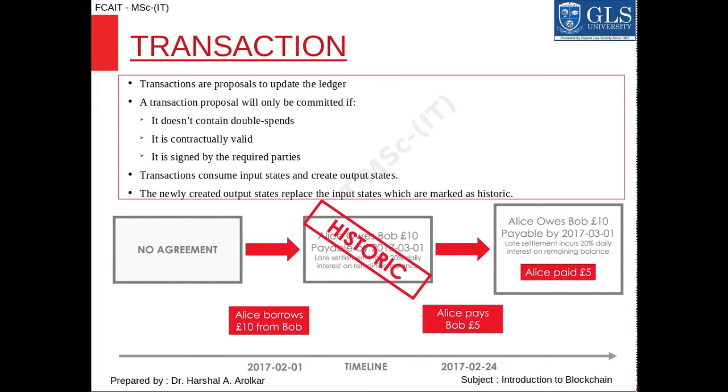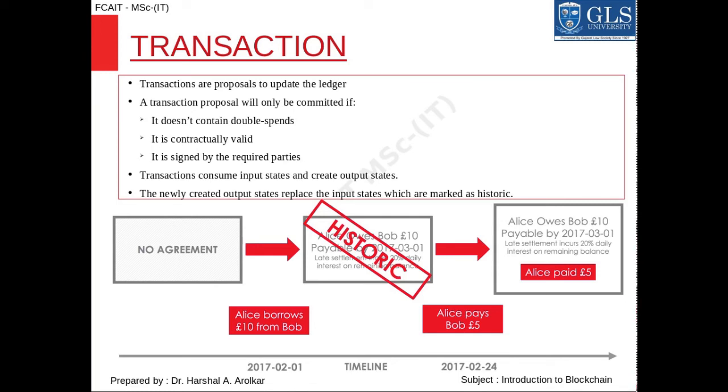So how do we update or convert a state into a historic state? That is where we have something called a transaction. Generally, transactions are proposals to update the ledger. We cannot directly update the ledger; we need to check certain aspects: that there is no double spend on that particular state, the states are contractually valid, and it is signed by the required parties.